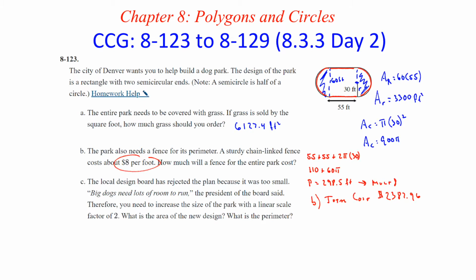On to part C. The local design board has rejected the plan because it was too small. Big dogs need lots of room to run. The president of the board said, therefore, you need to increase the size of the park with a linear scale factor of 2. What is the area of the new design, and what is the perimeter? Well, by a scale factor of 2, the perimeter is just going to double.